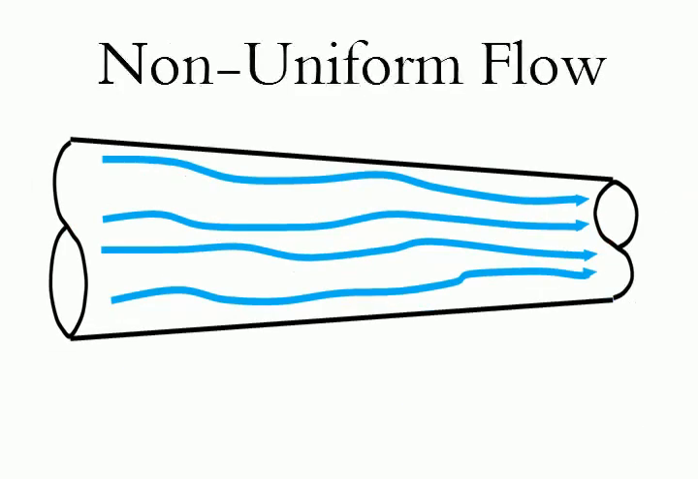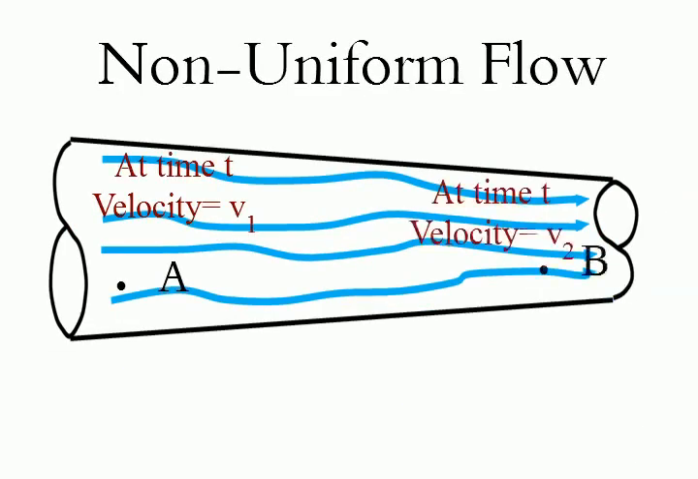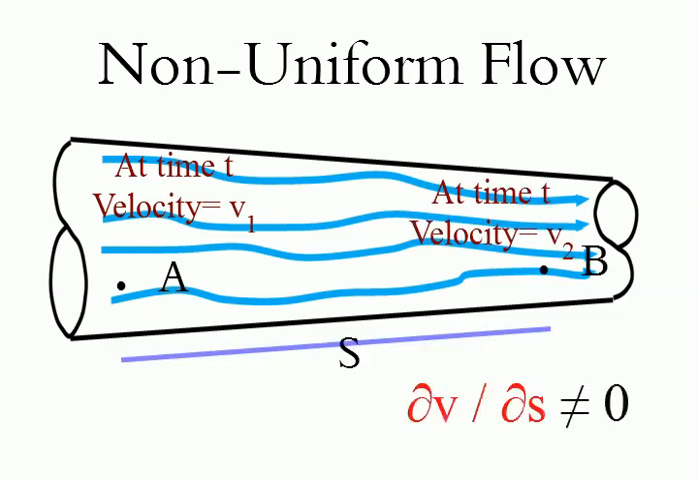The flow in which velocity at a given time changes with respect to space, that is length of direction of flow, is called non-uniform flow. For example, flow through a long pipe with varying cross-section is considered as non-uniform flow.